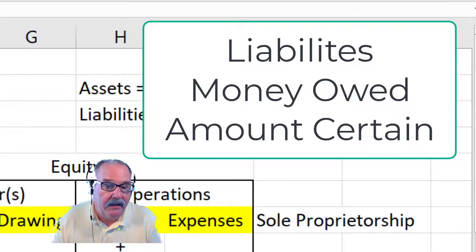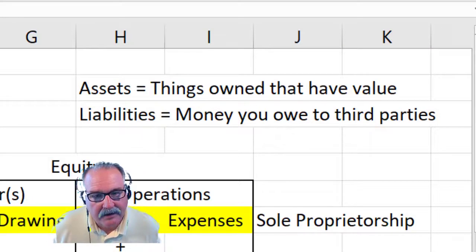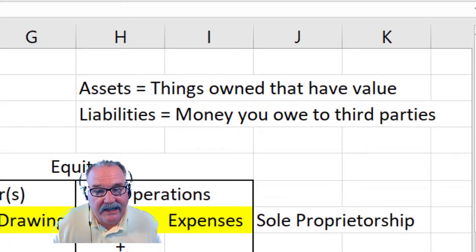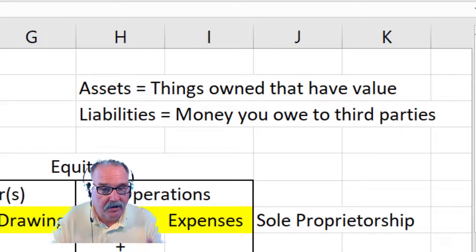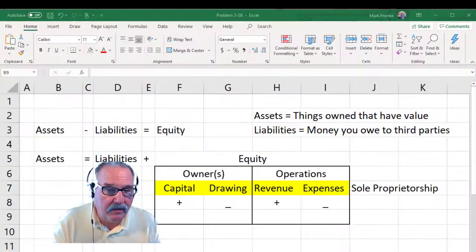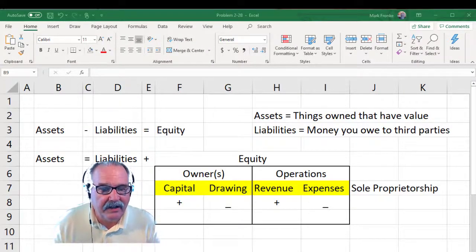Liabilities is money that you owe to third parties. Now, the criteria here is that we can express it in monetary terms. So in other words, a liability has to be something we can put a number on. We know we owe this amount of money. So when we take assets and we subtract liabilities, we get equity, which has basically four components in equity. But the definition of equity is assets minus liabilities. There's no other definition for equity.